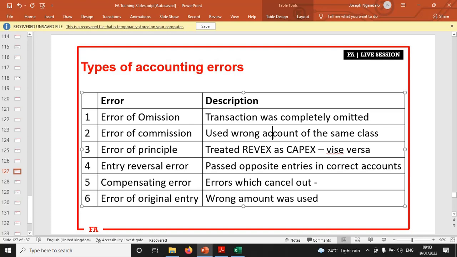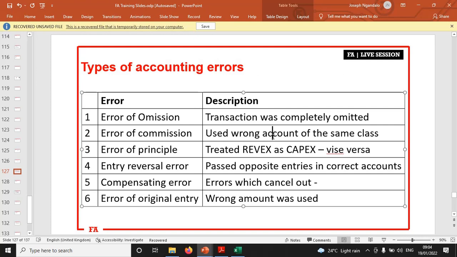You will be dealing with garbage in, garbage out. Meaning, if the numbers in our day books are wrong, then the numbers in our general ledger cannot be correct. Error of original entry, what does it mean? Wrong. So here the quotation is wrong. You use the wrong one.